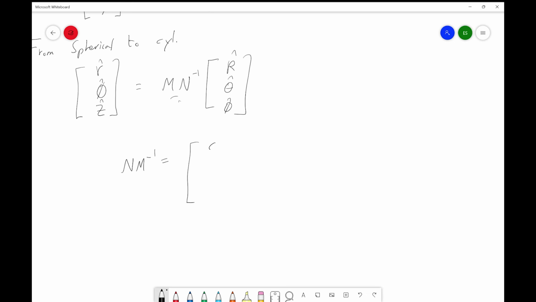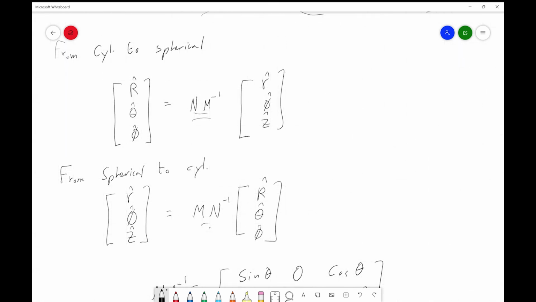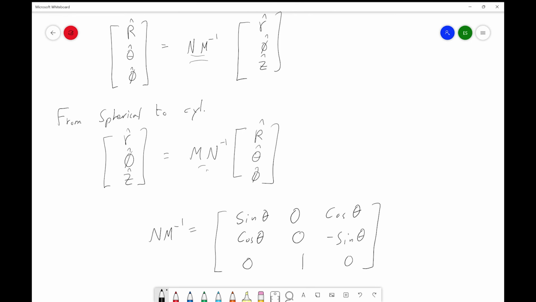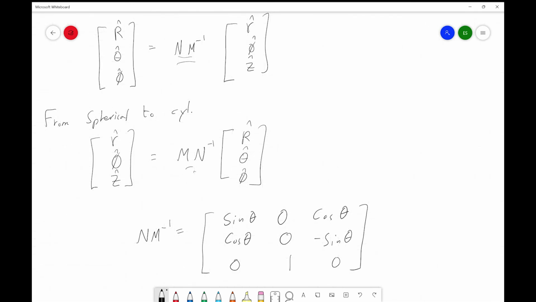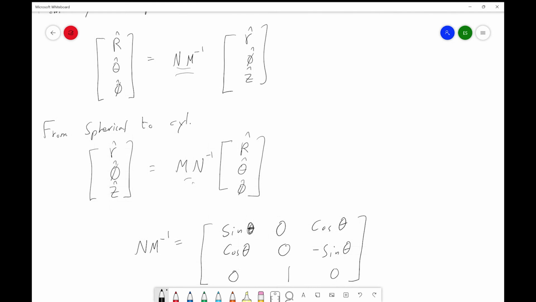So this is going to be sine theta, 0, cosine theta, 0, minus sine theta, 0, 1, 0. So this is from cylindrical to spherical. Notice the curious thing, the transformation only depends on theta. It does not depend on phi anymore.